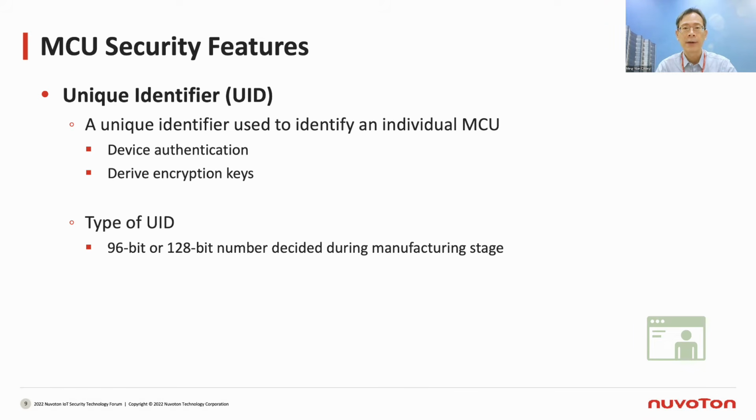The unique identifier was generated during production. The set of 96-bit or 128-bit numbers assigned according to the manufacturer parameters are used as the unique identifier for the MCU.